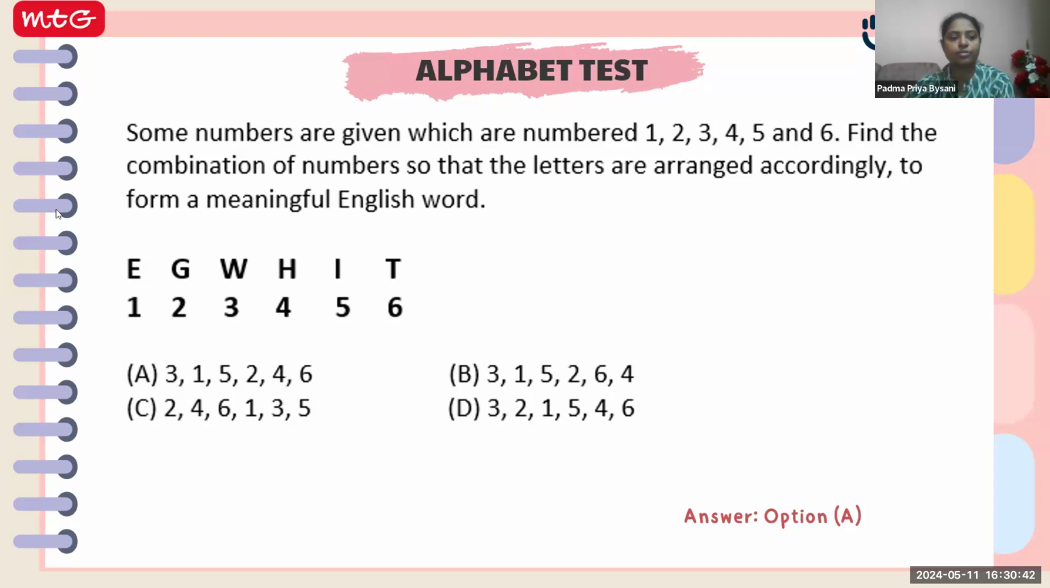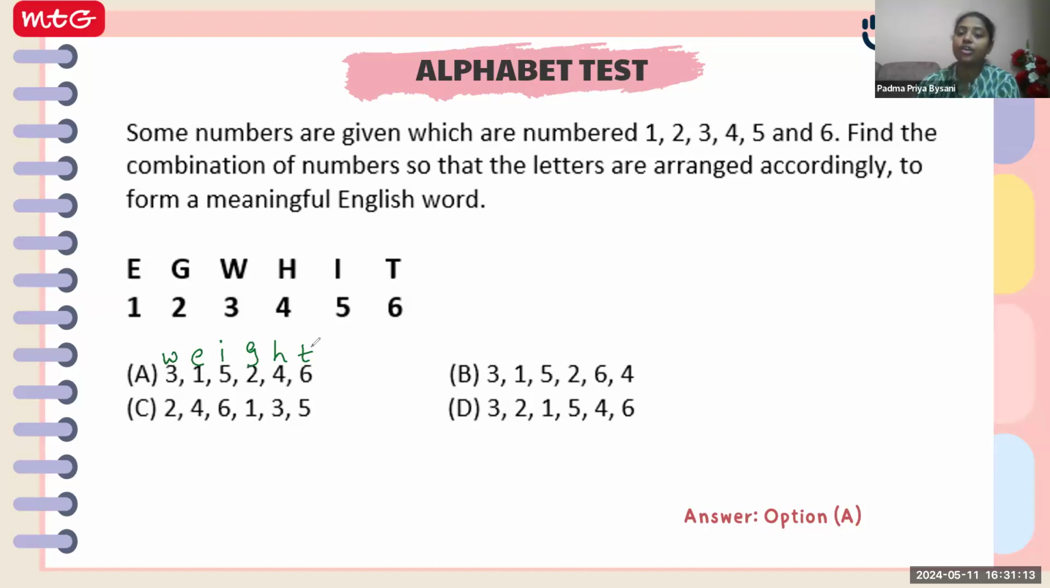Why do we get option A? Observe here. Here, the letters are assigned with W, E, I, G, H, and T. So the word which is jumbled here, if you unjumble these numbers to those letters, you'll get the word weight. This is a meaningful word that is made out of these jumbled numbers.